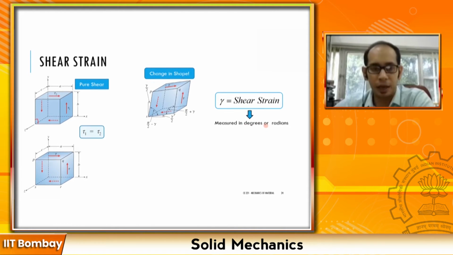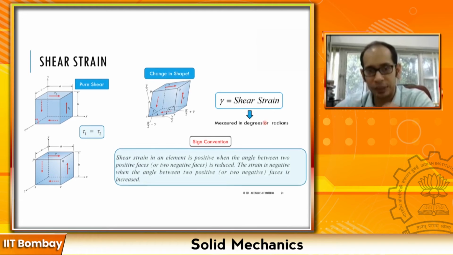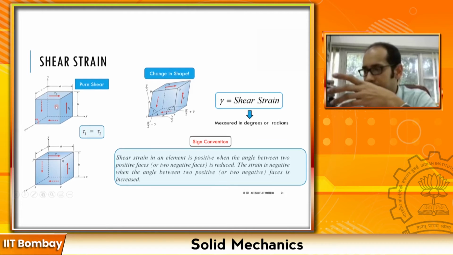Now again, like the stresses, there is a sign convention for this. What it says is that the shear strain is positive when the angle between the two positive faces or two negative faces is reduced. Remember, this was a positive face, this was a positive face. So in between these two positive faces, this angle has reduced over here. So it is a positive shear. Similarly, for this negative and this negative, this has reduced. So it is a positive shear. So overall, you have this figure, you have a positive shear stress and a positive shear strain.